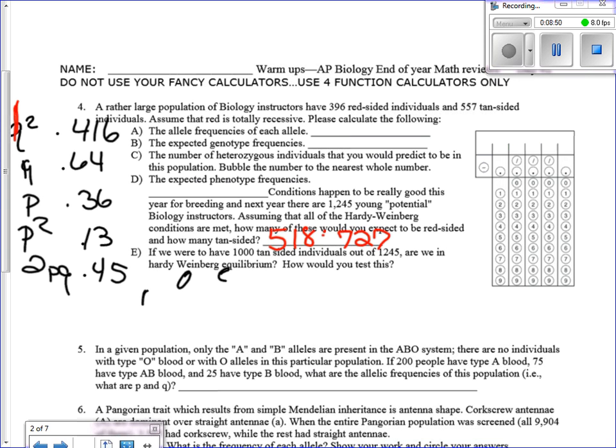1,064. So we have red. Observed is 245. Expected is 518. Tan. Observed is 735. Sorry, I got the wrong number. O minus E squared divided by E. What do you get?